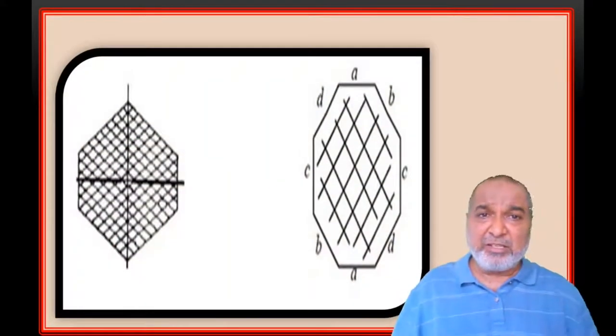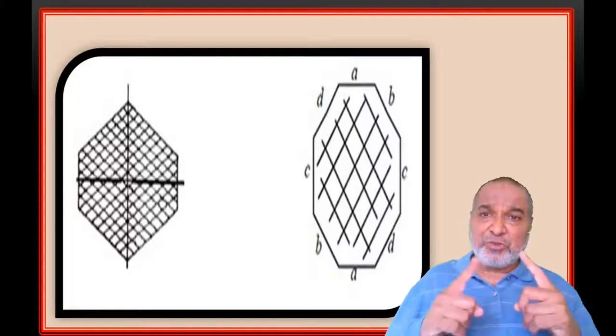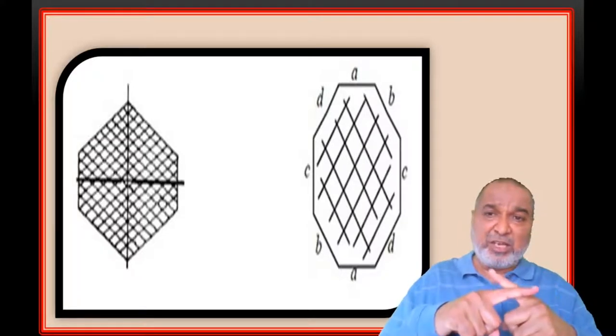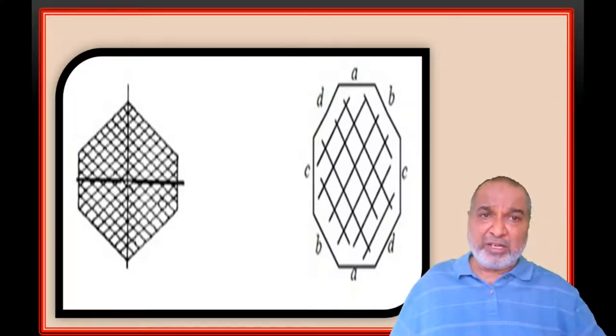Here we have the augite, which shows you six side forms, and cleavages are two sets. Yes, making an angle of 120 degrees.